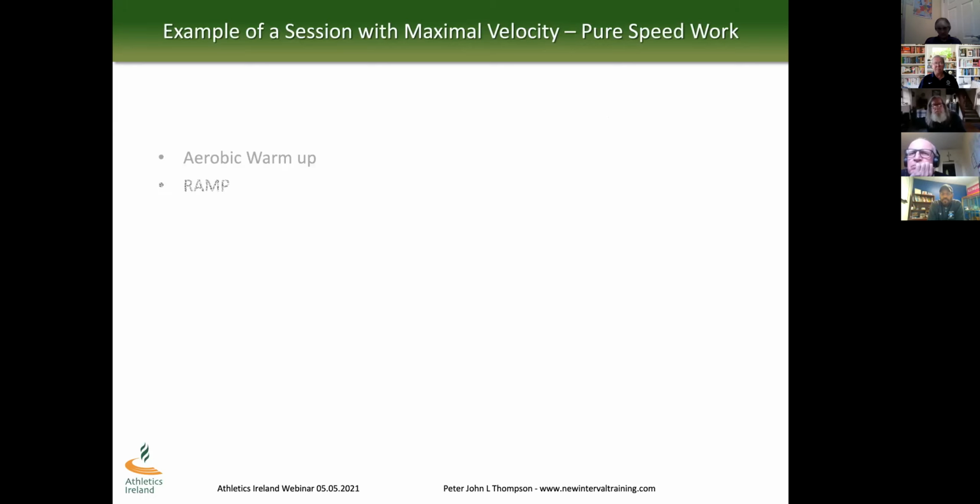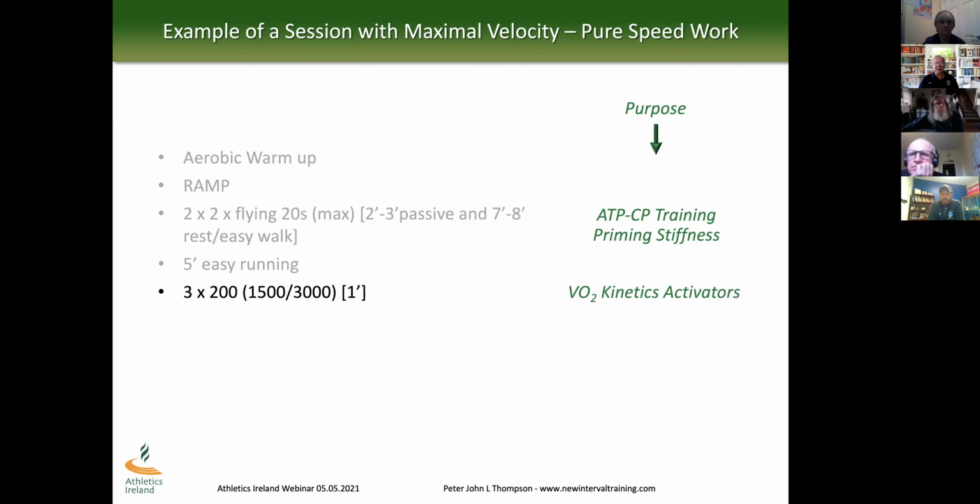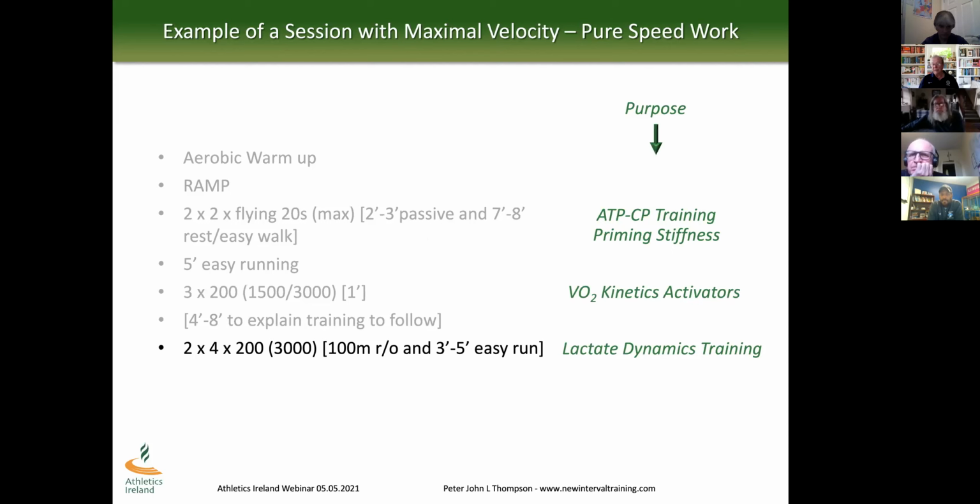Here's an example of a session where I might incorporate that. So here I'm doing 2 sets of 2 times flying 20s, and that's for both ATP-CP training, and also I'm priming the stiffness. I'm activating the adjustable stiffness for what is to follow. And then might do some easy running, and then some VO2 kinetics activators that I talked about last Friday, and then into some fitness work. So that could be a session for a middle distance runner where you're blending developing optimal stiffness in the early part of the session. You're also getting some ATP-CP training, and that's helping to prime for whatever is to follow.